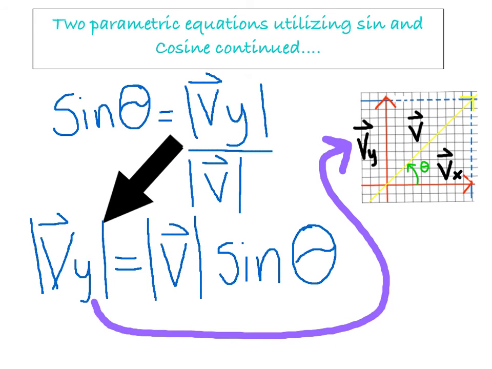The same thing goes for sine. Sine theta will equal Vy over V. And then we get Vy equal to V sine theta.